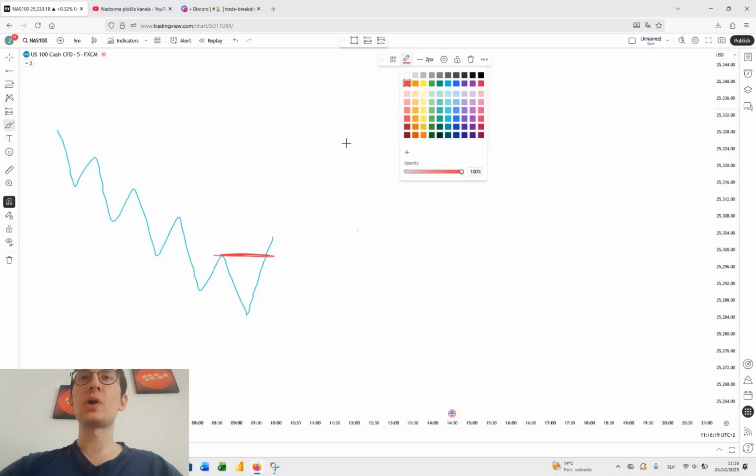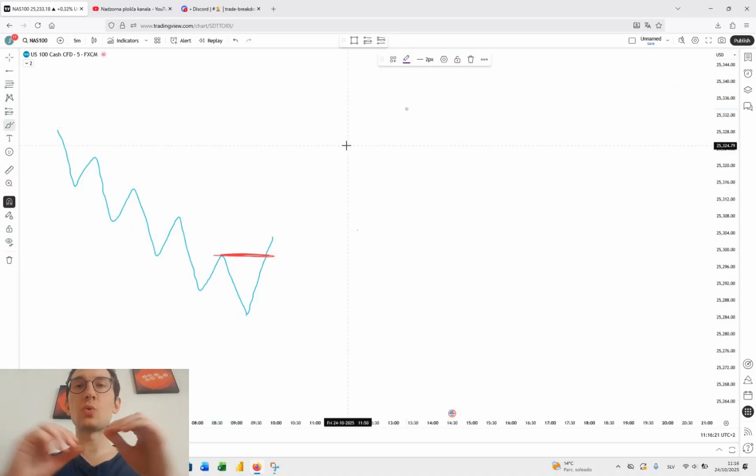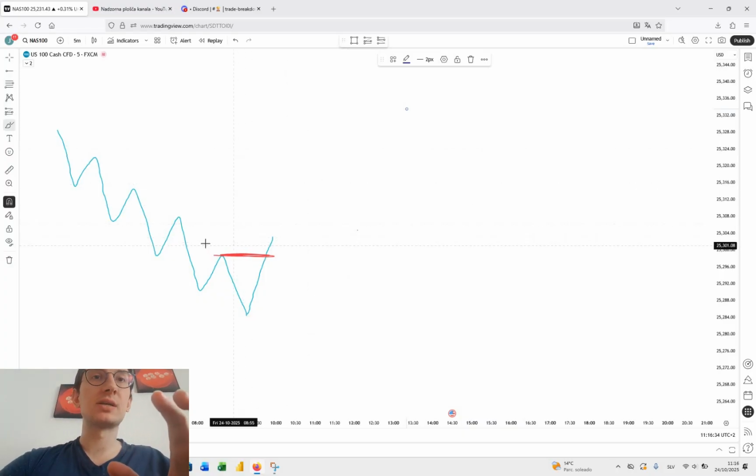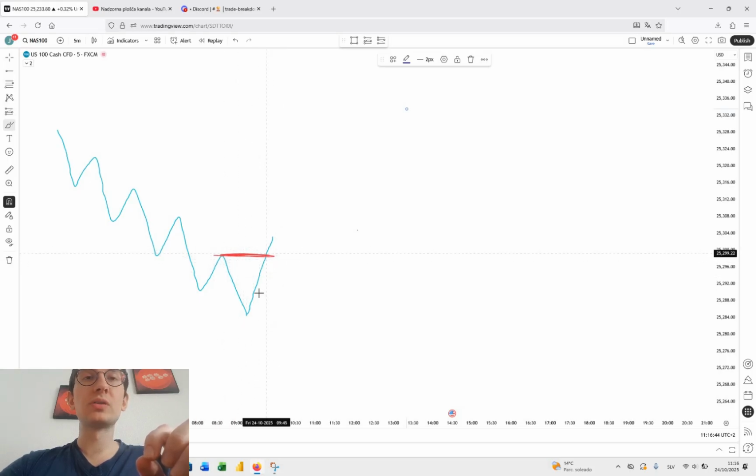So what is order block? Order block is the last move that happens before we change direction with the break of structure. Let me explain here in our example. So we were moving downwards. You can see that we were making lower highs and lower lows, and then we decided at this point that we want to break structure. So we went up and we broke the structure.